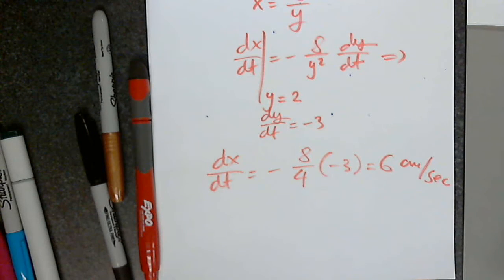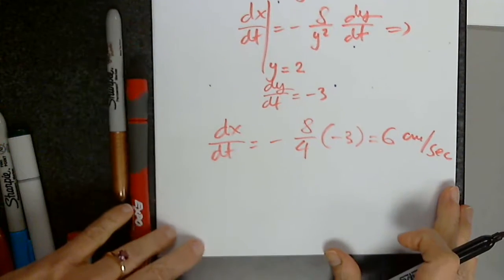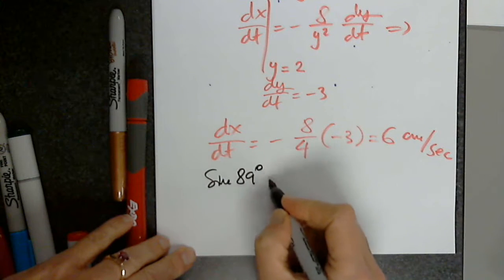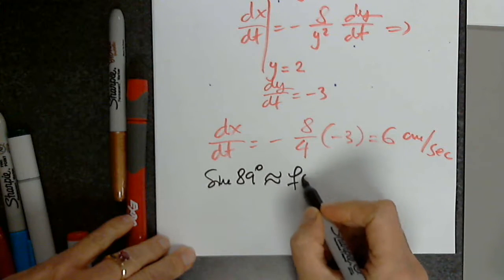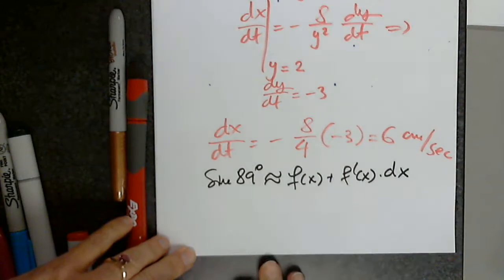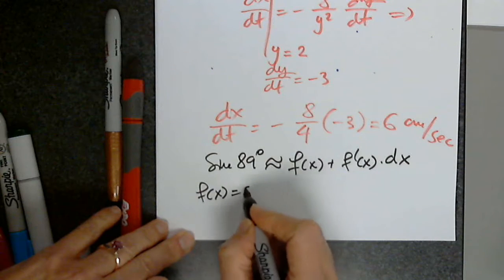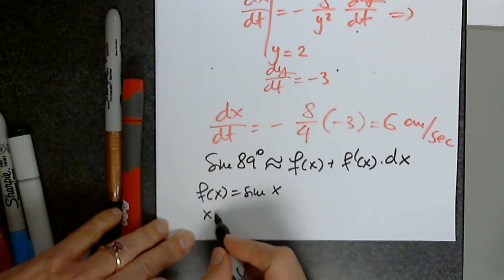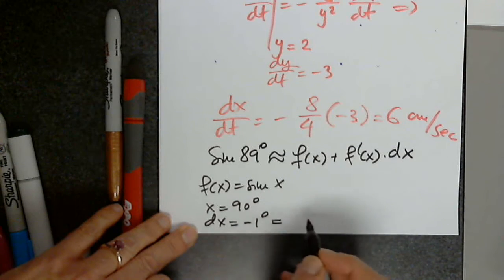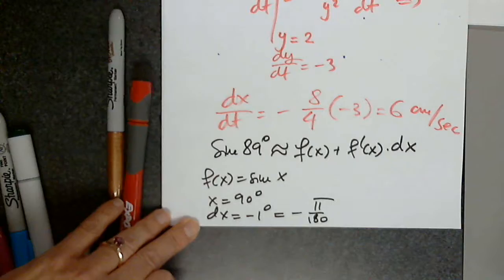We actually found a 9 quickly. What does it say? Use differentials to estimate sine of 89 degrees. Sine of 89 degrees is approximately f of x plus f prime of x times dx. So I have to consider f of x to be sine x, x to be 90 degrees, and dx to be negative 1 degree changed into radians, negative pi over 180.